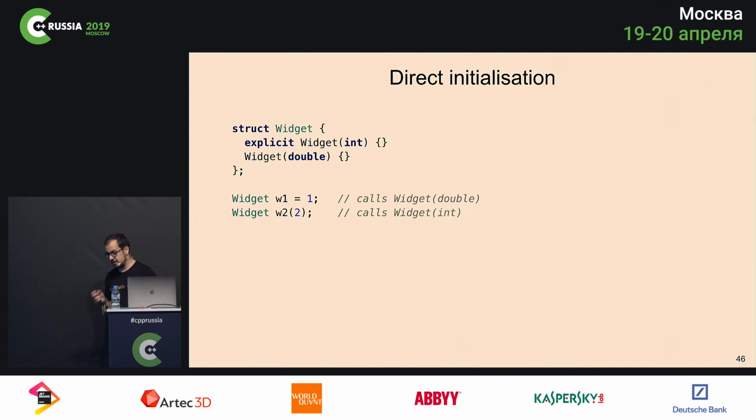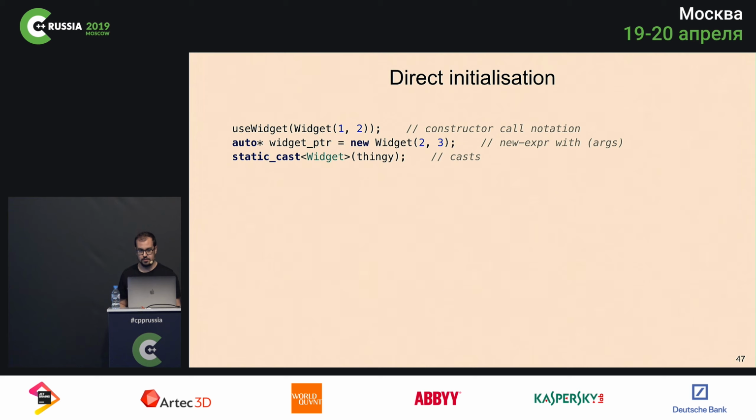So as I said, direct initialization is what you get whenever you have round parens. So not just if you initialize an object like this, but also if you use this constructor call notation to initialize a temporary, or if you have a new expression with an initializer in parens, or if you have a static_cast expression. All these things use round parens, and all these things are going to direct initialize the object.